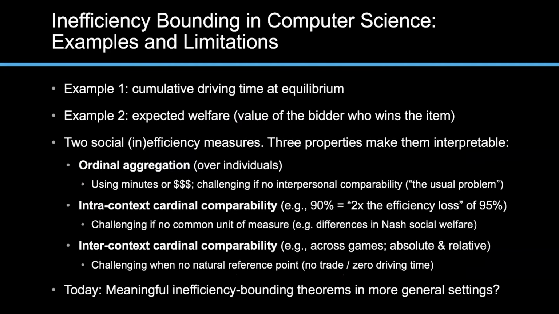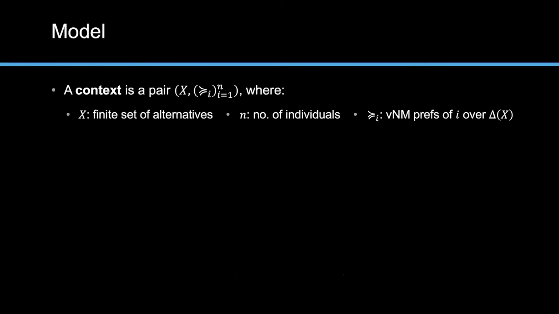So today, the goal is to define machinery to allow us to give meaningful inefficiency bounding theorems in settings when we don't have a reference point, we don't have a common unit of measure, we don't have interpersonal comparability. Model. So a context is a pair. X is a finite set of alternatives, and then we have n individuals, and each of them has von Neumann-Morgenstern preferences over lotteries over X.